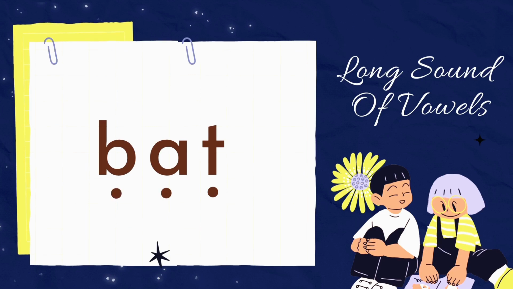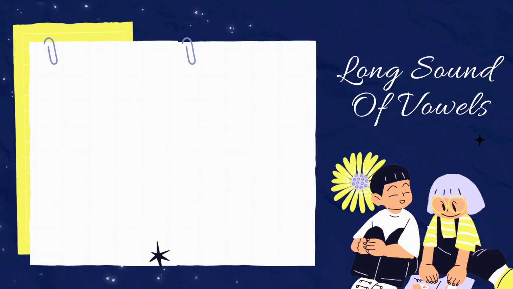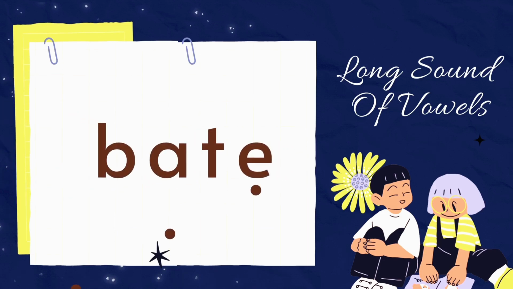Now let's add a vowel E at the end of the word. Now we have 4 letters b, a, t, e. But according to our magic E rule, since the word is ending in letter E and there is another vowel present, which is letter A, now the A will start saying its long sound, that is A, and the other vowel, the second vowel which is present at the end of the word, that is E, will stay silent. So now we are going to read this word as bate.